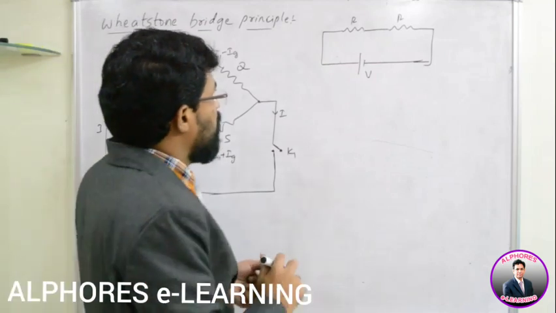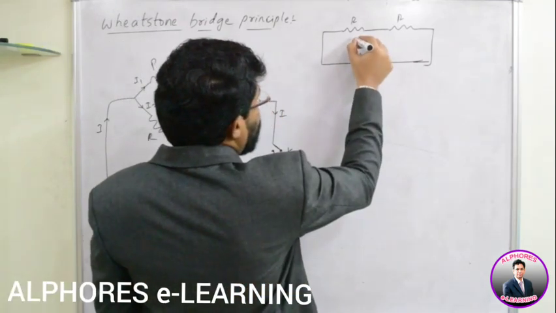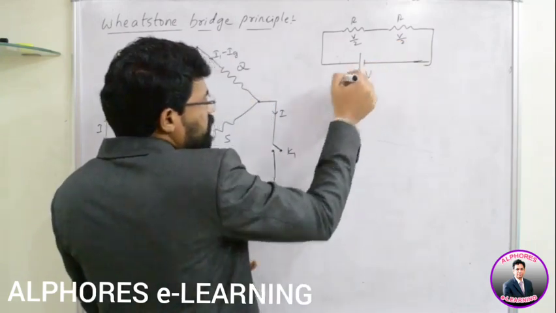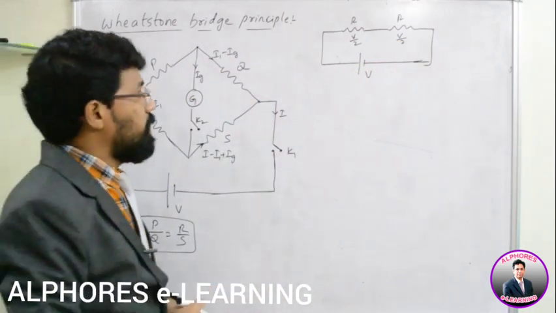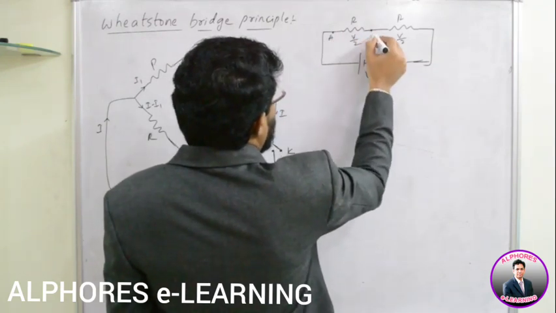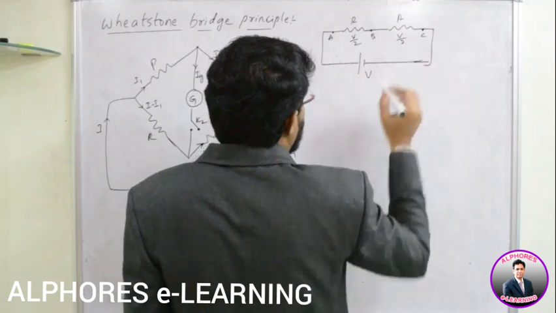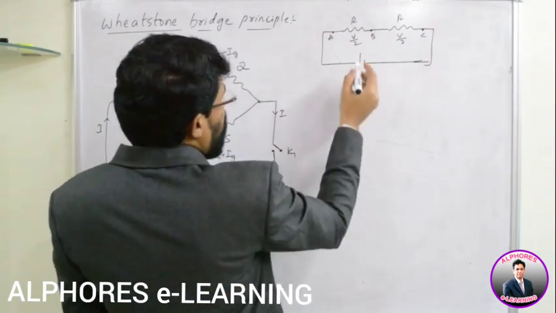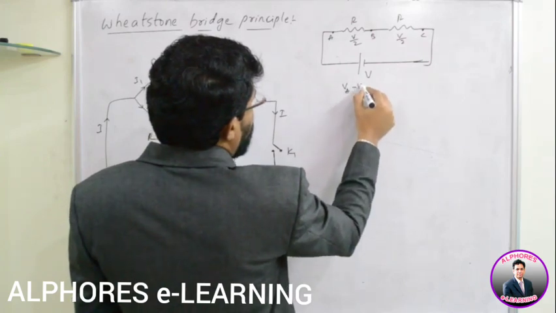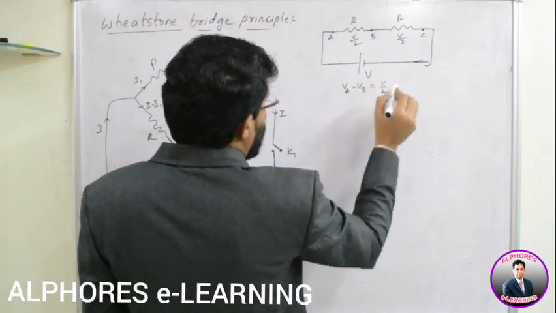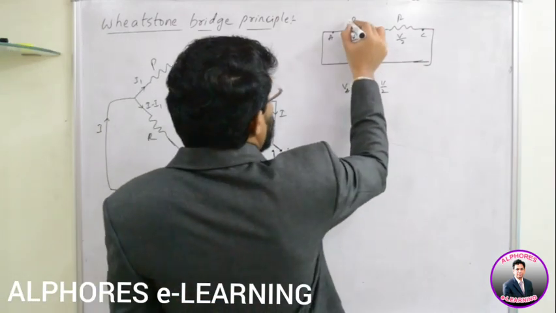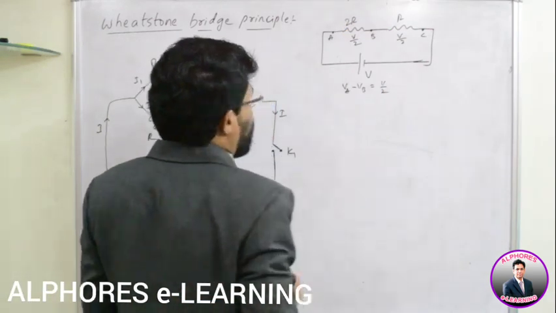If both are same, what will be the potential drop across these 2 resistors, V by 2 and V by 2? When you combine these 2 things, you will get back this total potential, isn't it? So this is the potential difference across this resistance. I'll take this point as A, this point as B, and this point as C. Now, what is this V by 2? This V by 2 is VA minus VB, which is equal to V by 2.